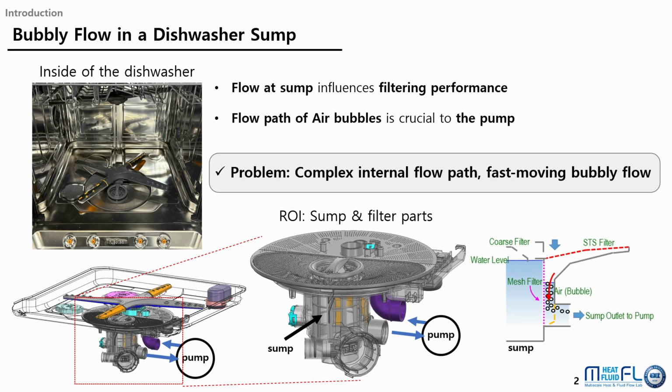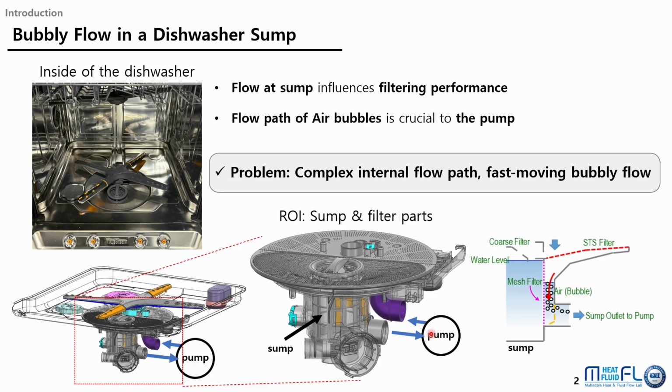Dishwashers are now a common appliance in everyday life. Dishwashers contain a sump at the bottom with several filters. The flow characteristics inside the sump are closely related to the filtration performance. And understanding the flow path of air bubbles is also crucial for protecting the pump located directly downstream.